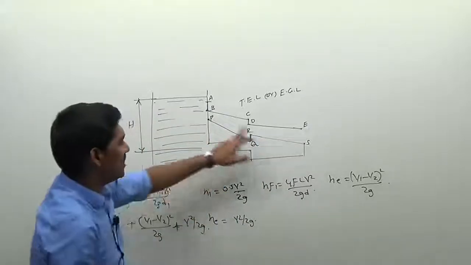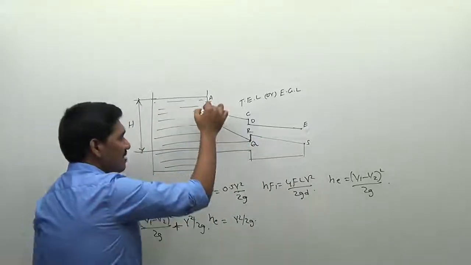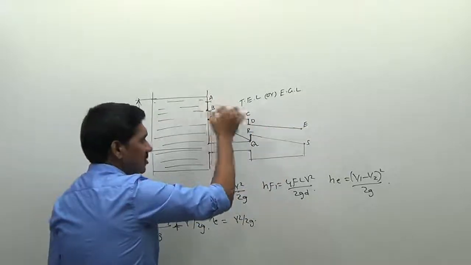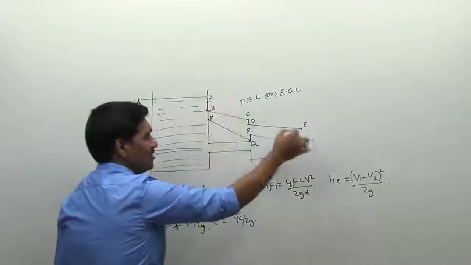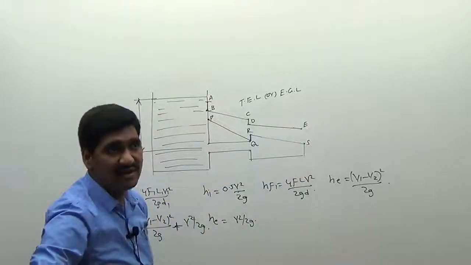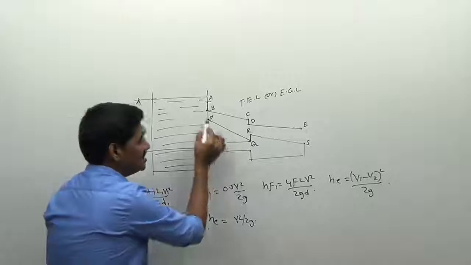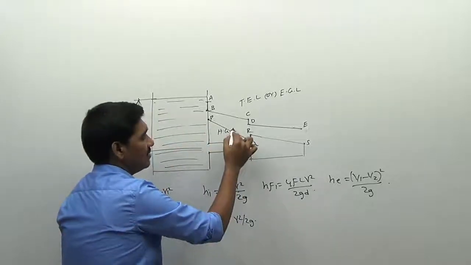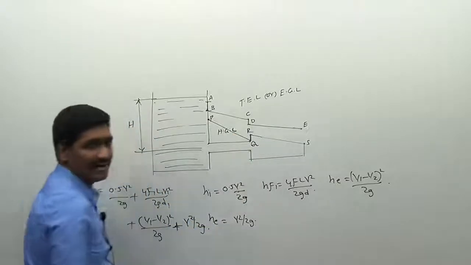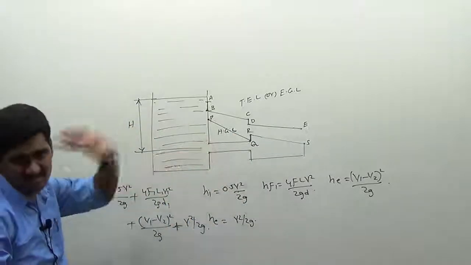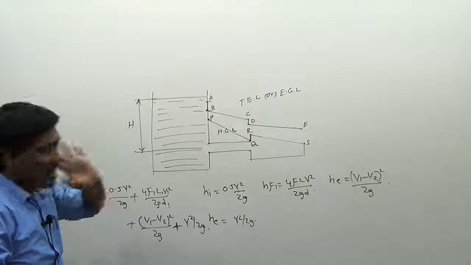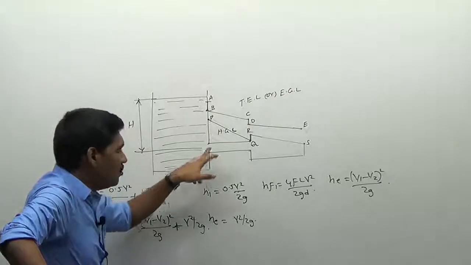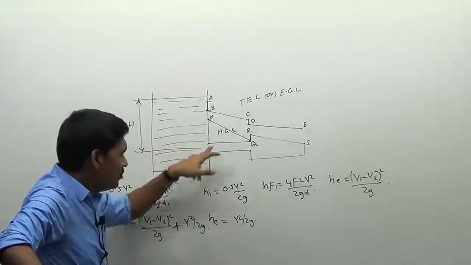So if you observe these two lines here, this is the line A, B, C, D, E. This total line represents the total energy line, or the energy gradient line we have. And next, you can see this line is called the hydraulic gradient line, which is obtained by removing the velocity. And if you observe carefully, here we will be losing the energy.